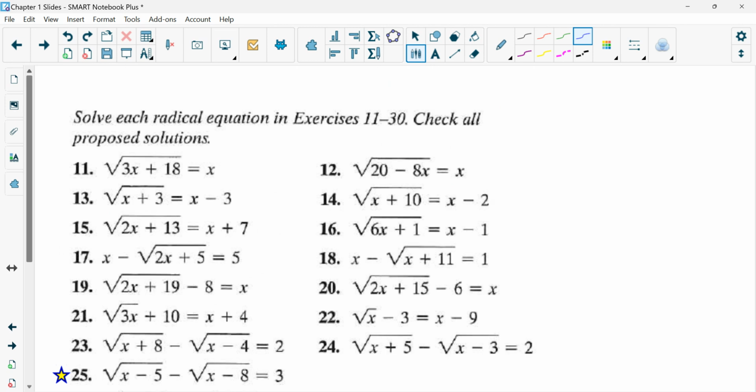All right, you're working on page 185. Numbers 11 to 19, odd, and then number 23.